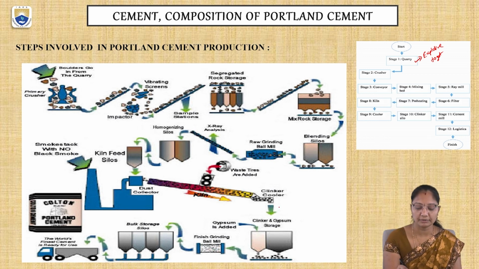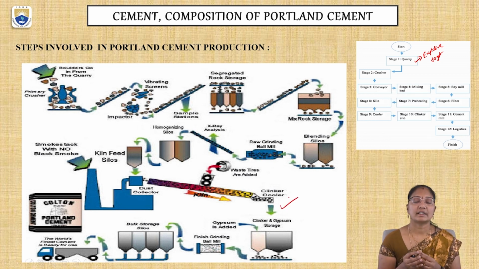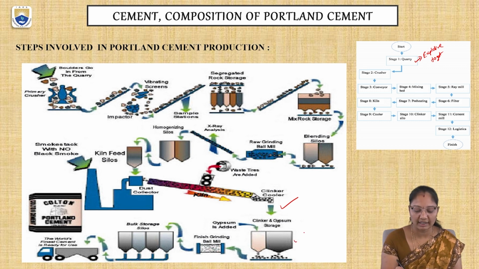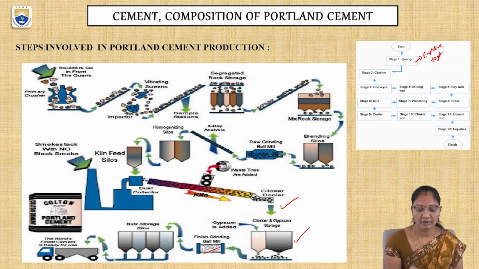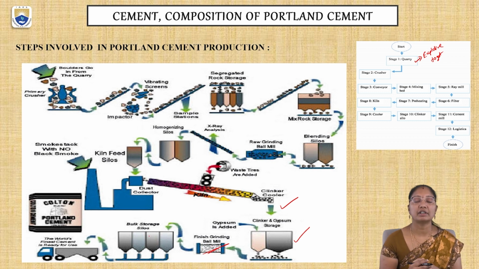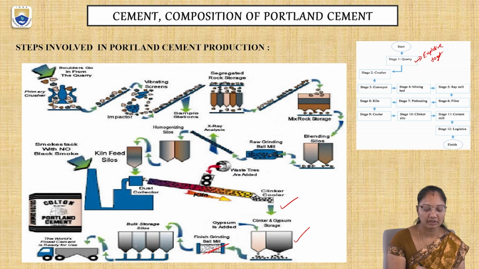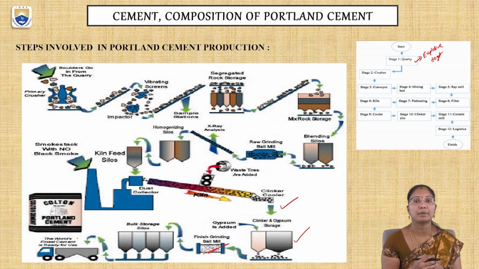This is the clinker cooler. Once the temperature is reduced and they are cooled down, it is mixed with gypsum. This is the gypsum storage, and here gypsum is added. Then they are crushed and mixed homogeneously into a fine powder using the ball mill. Then these are stored in the bulk storage silos. They are then transported, shipped and marketed. So this is the whole process involved from the quarry to the shipment of Portland cement.